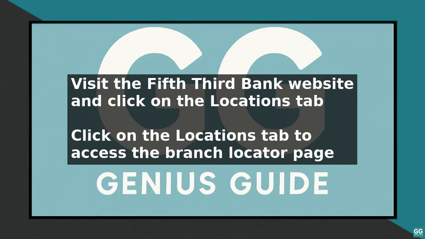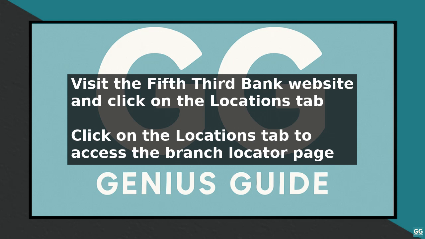To reset the Fifth Third Bank branch locator, start by visiting the Fifth Third Bank website and click on the Locations tab at the top of the page. This will take you to the branch locator page where you can search for branches by state, city, or zip code. If you have previously searched for a location, the branch locator may retain that information and show you results based on your previous search.